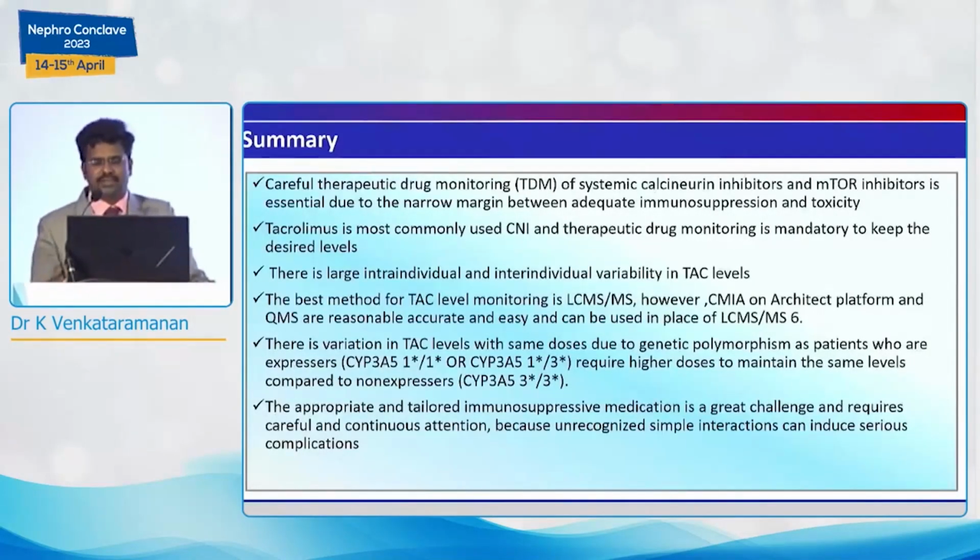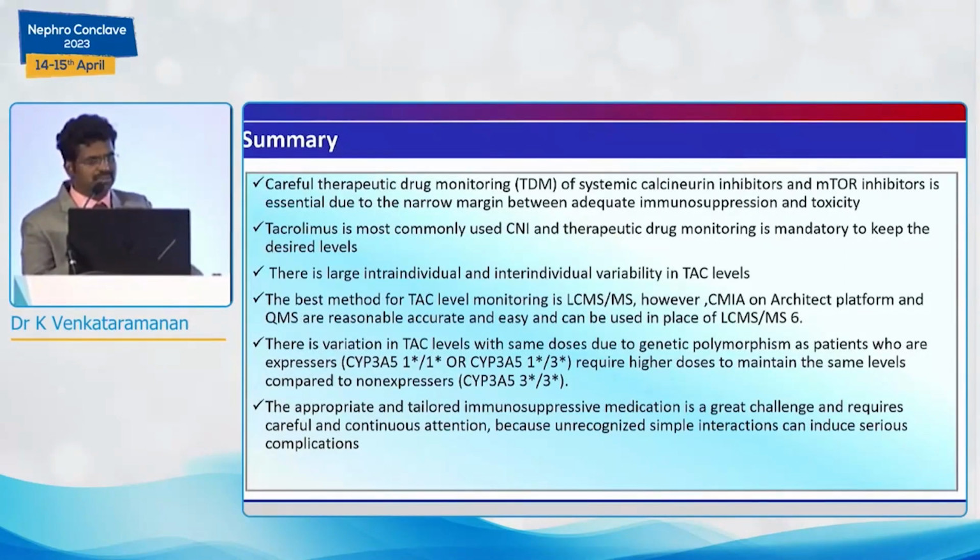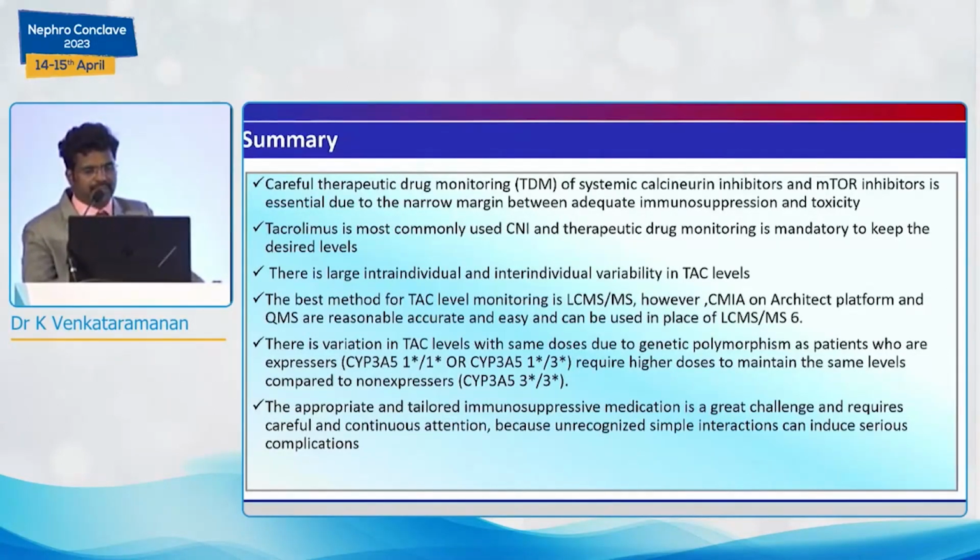Coming to the summary, TDM of systemic calcineurin inhibitors and mTOR inhibitors is essential because of the narrow margin, as we know, and because adequate immunosuppression is needed. Otherwise, more immunosuppression will lead to toxicity and infections. Tacrolimus is the most commonly used CNI, and therapeutic drug monitoring is mandatory to keep the desired level. There is large intra-individual and inter-individual variability in TAC levels. The best method is LC-MS, but it's not available everywhere. The CMIA method is the other alternative, which is available everywhere. And if you're not able to control the TAC, go for TAC level with genotyping.